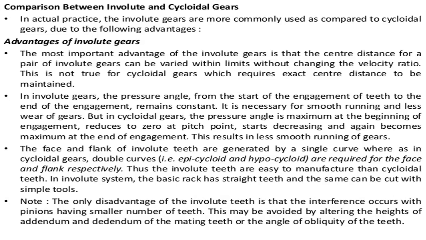Next, the only disadvantage of the involute teeth is that interference occurs with pinions having a smaller number of teeth. That is the only disadvantage, and it may be avoided by altering the heights of the addendum and dedendum, or by changing the angle of obliquity of the mating teeth.